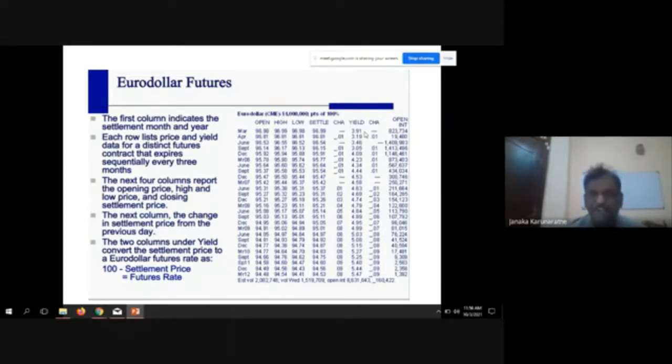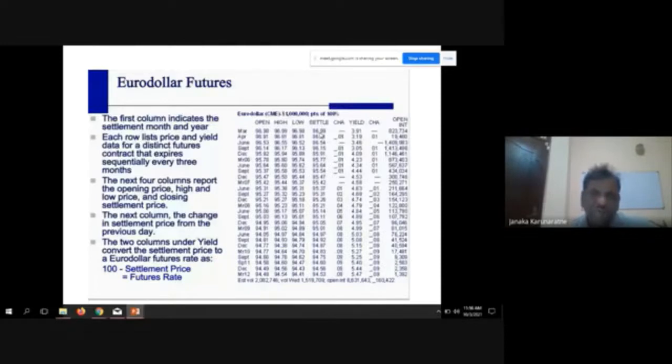What is this yield? Anyone? Just to see and derive anything. Oh, okay. Yield is the difference between 100 and the settlement price. You see, that is the yield I mentioned earlier. That is the interest rate yield.